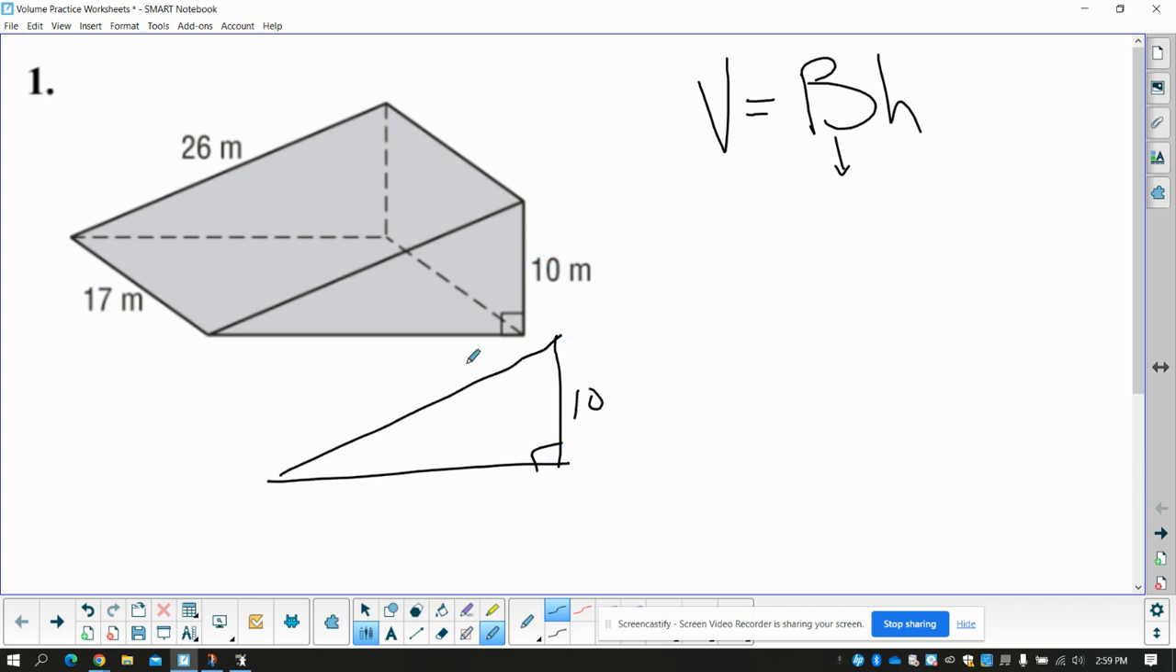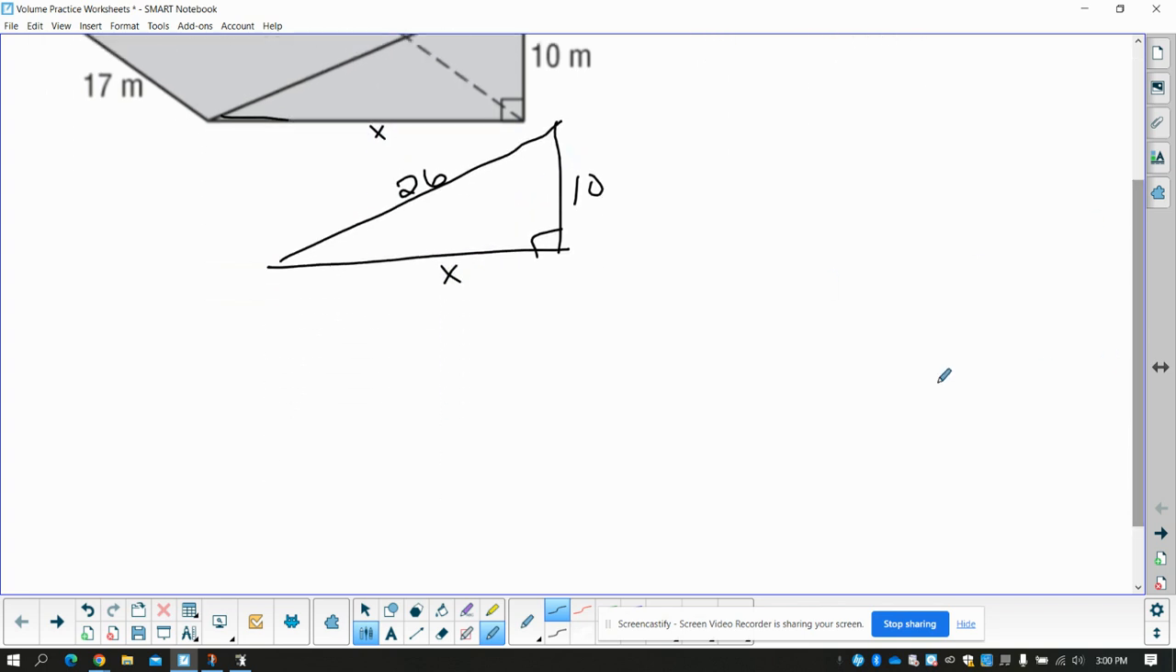All right, so this is 10. This side right here is 26. And this right here, we don't know, so I'm going to put an X. The reason I need to figure out what this X is: since this is the base and I need to find the area of this base, I need the base and the height. I have the height, which is 10, but I don't have the base of this triangle. So we're going to use the Pythagorean theorem to find that.